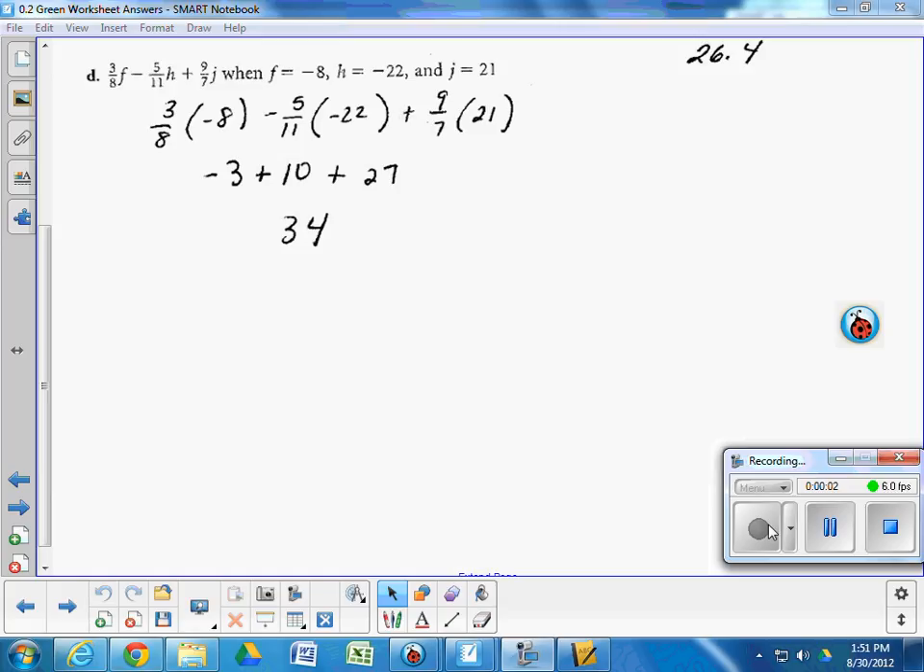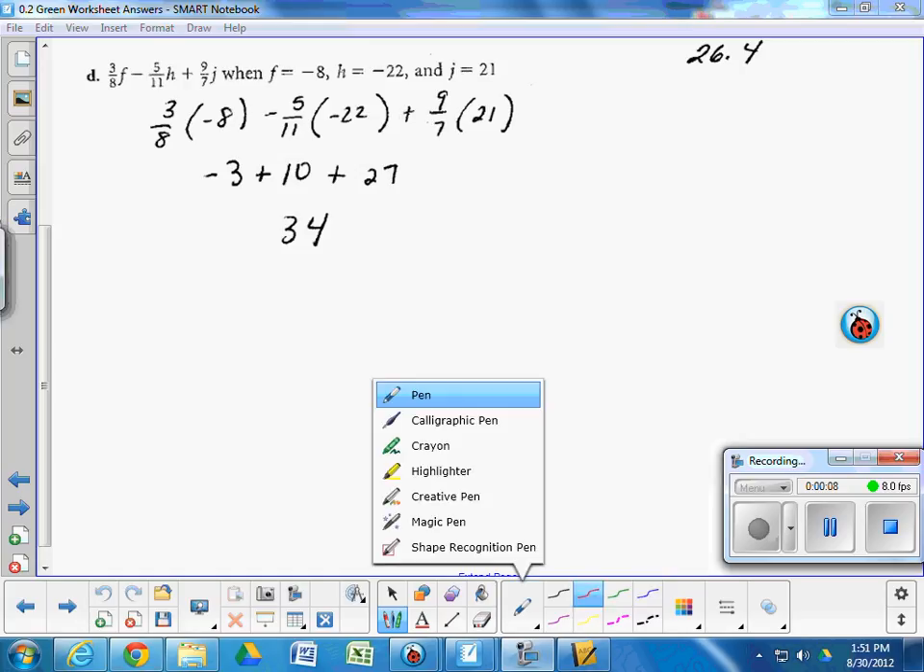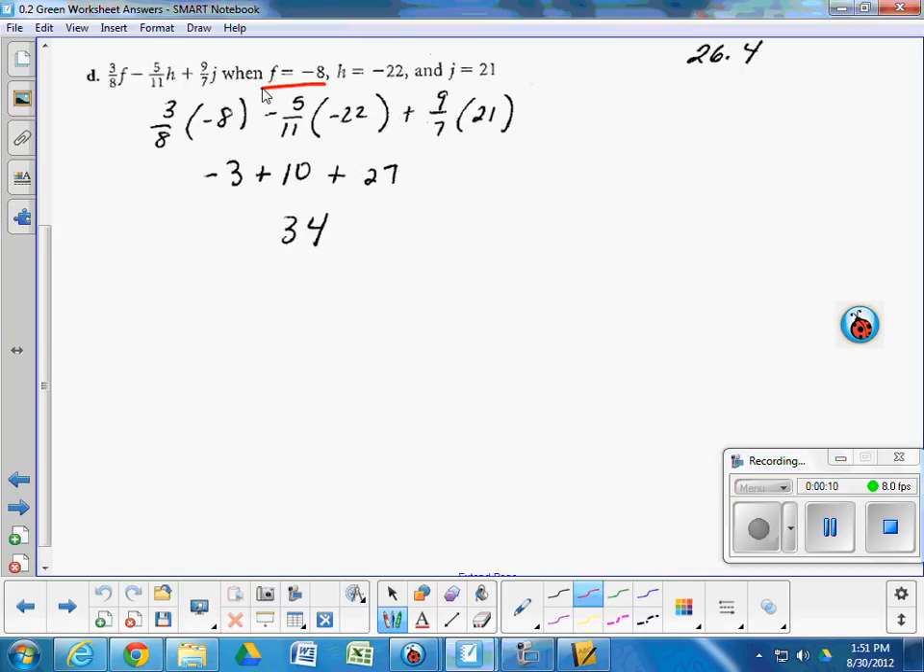Okay, so we're on 4D on 0.2. The first thing I did is I just went through and plugged in everything where it said to go. It said for f to be negative 8, so this f was replaced with negative 8. It said for h to be negative 22, so this h is negative 22. And for j to be 21, so that j is replaced by 21. So I'm assuming the difficulty came in the next step with all those fractions.